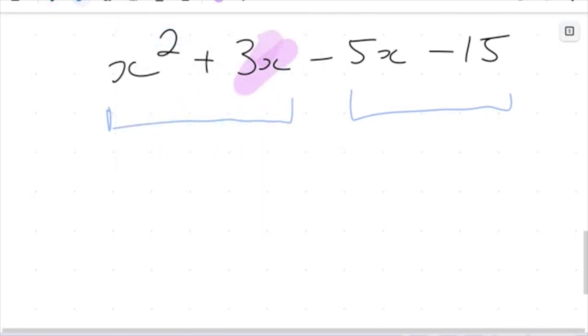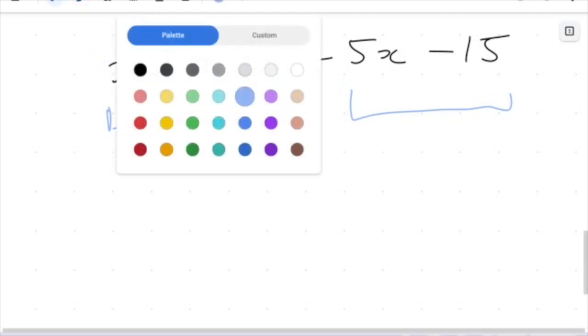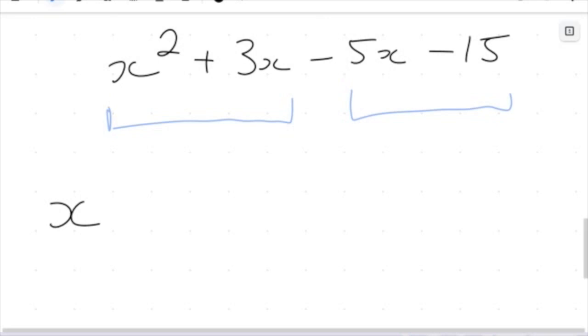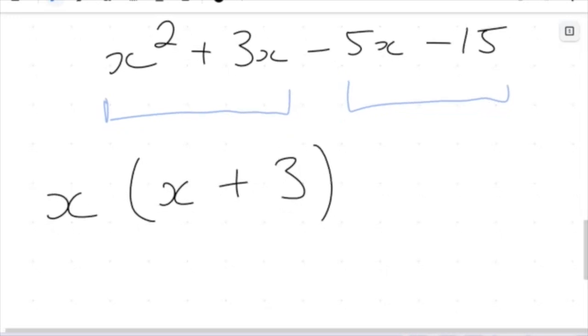So from this pair, my first pair, x squared plus 3x, I can see that x is a common factor. So I'm going to pull that out front here. So I have x outside of, and to factorize this, I'm going to go through it a little quicker because we've done this a lot. I'm going to have x outside of x plus 3. Okay, now in my next term, I want to factorize this.